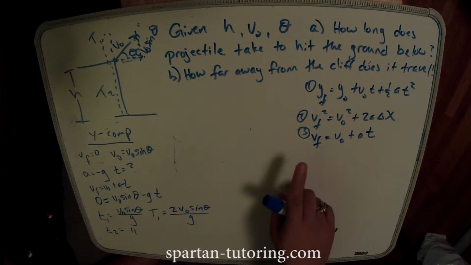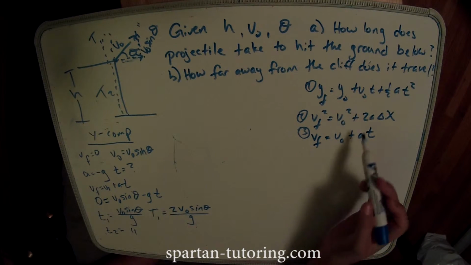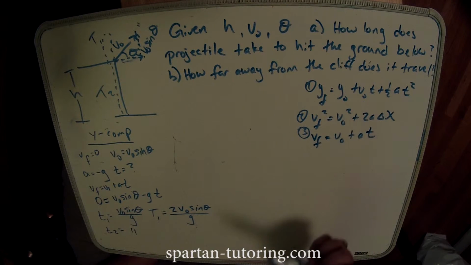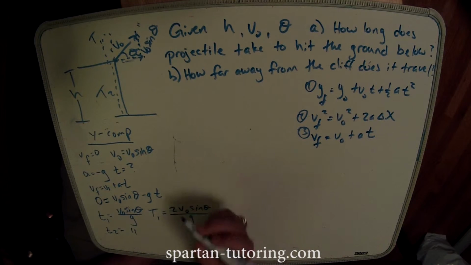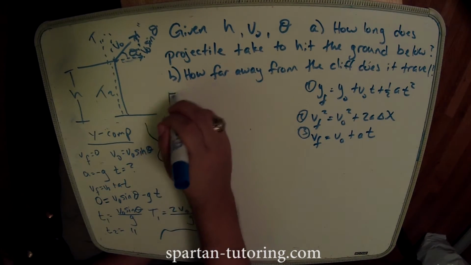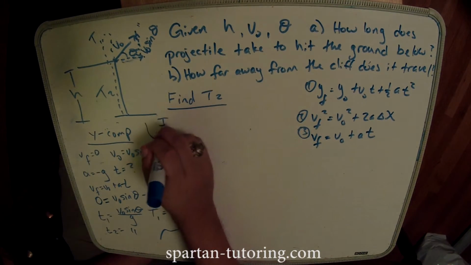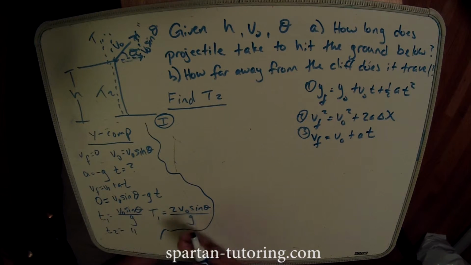So that's option 1. Option 2 is I can use this equation straight up and just do a quadratic. So let me show you both options in order to find T2. So let us find T2, and I'll show you both options, and that way you can choose whichever option you want to do. So let's do option 1.